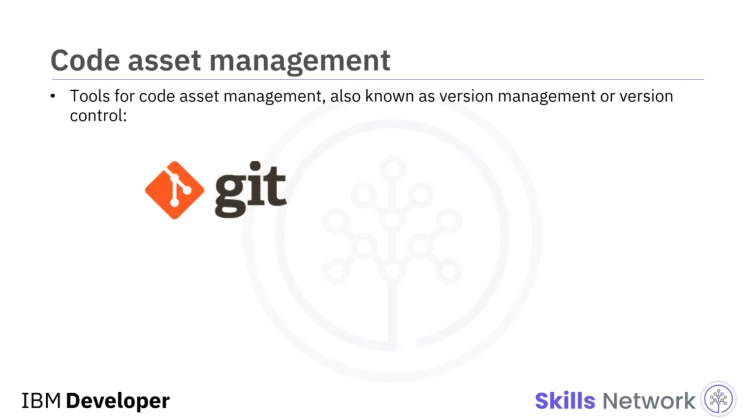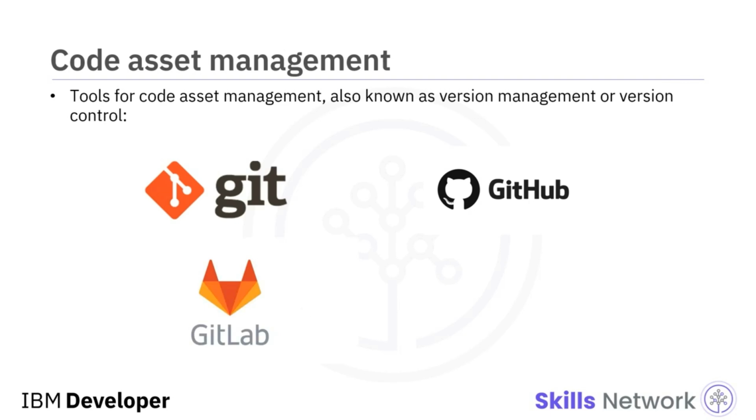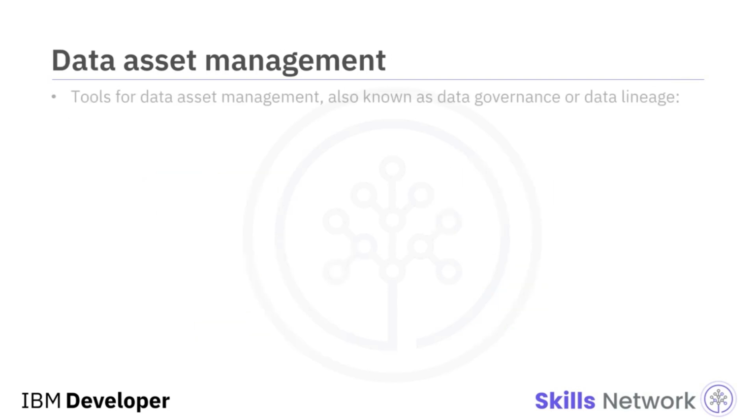The most prominent is GitHub, but the runner-up is GitLab, with the advantage that the platform is entirely open source and can be hosted and managed on your own. Another choice is Bitbucket. Data asset management, also known as data governance or data lineage, is a crucial part of enterprise-grade data science. Data has to be versioned and annotated with metadata.